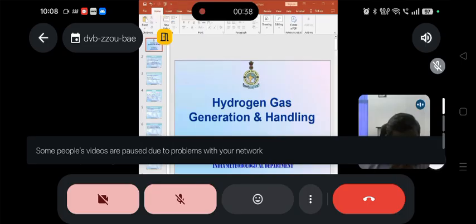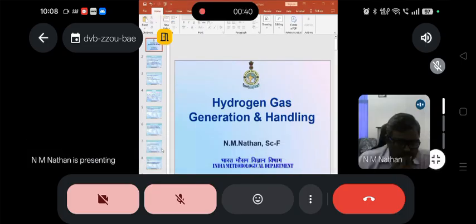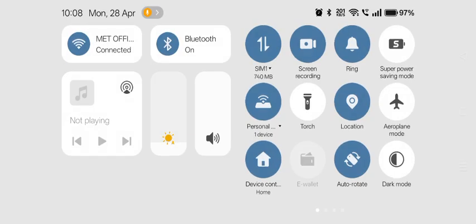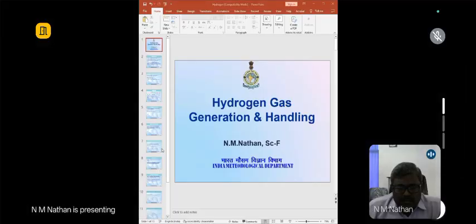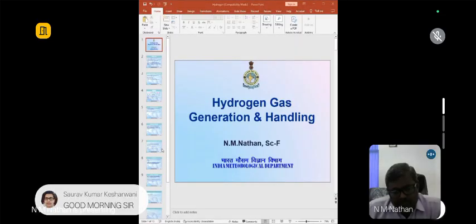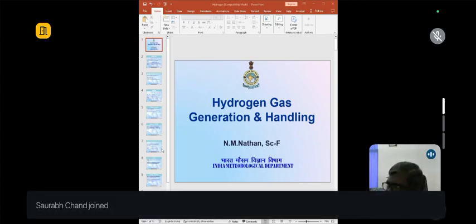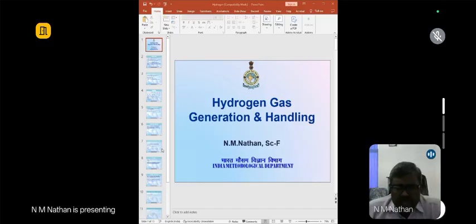Today we will discuss hydrogen handling and generation. Hydrogen handling we are doing now, but generation earlier we used to do at the field station level. Now, due to various reasons, we are procuring the cylinders instead of generating it.